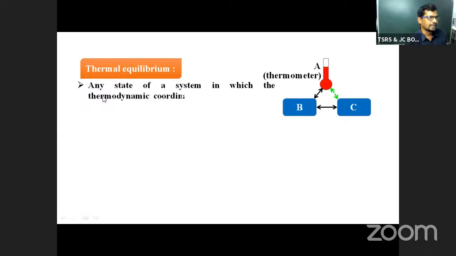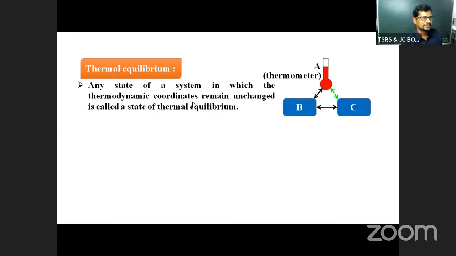Look at here. Any state of a system in which the thermodynamic coordinates remain unchanged is called a state of thermal equilibrium. So here thermodynamic coordinates means temperature, heat, etc.